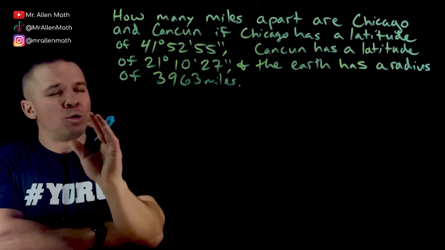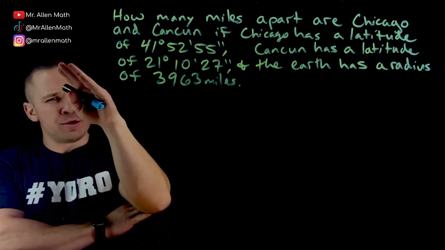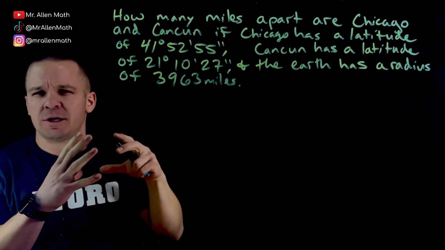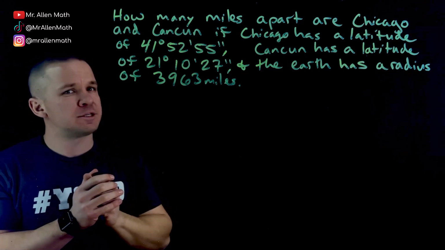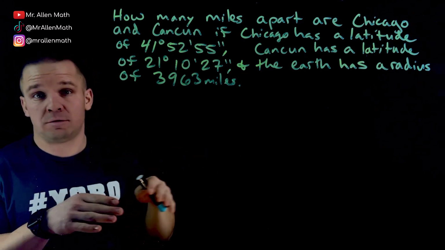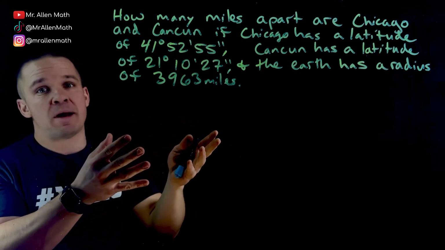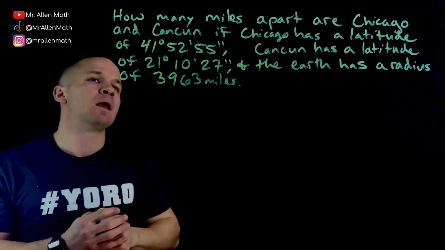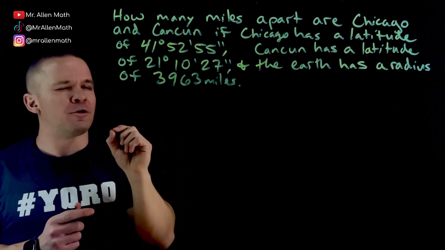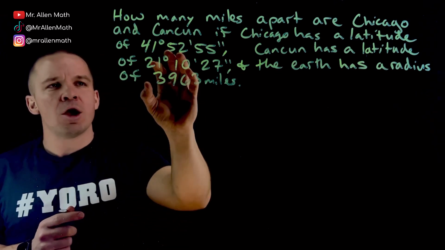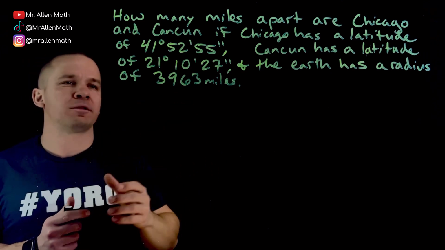Let's think about what it's asking you. The Earth is curved, right? It's a spherical shape. It's not a perfect sphere, but it's spherical. It's not flat, so let's get that out the way, because otherwise the math's not going to work. So what we're really looking for is an arc length. We've got a radius, and we've got a couple degrees of how far apart they are.